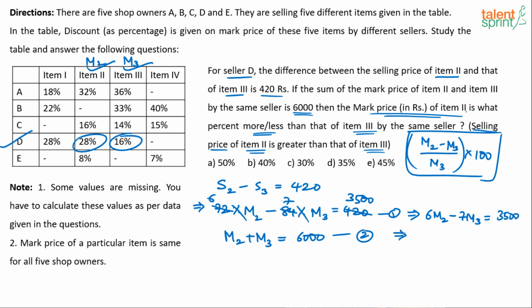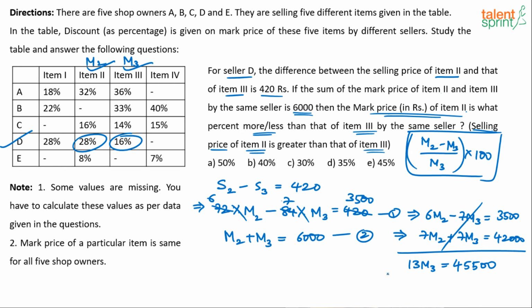Let's multiply this equation also with 7. What happens? 7M2 plus 7M3 equals, this 6,000 will become 42,000. Yes or no? Now simplification becomes easy. Minus 7M3 and plus 7M3 get cancelled. This is 13M2 equals 42,000 plus 3,500, 45,500.